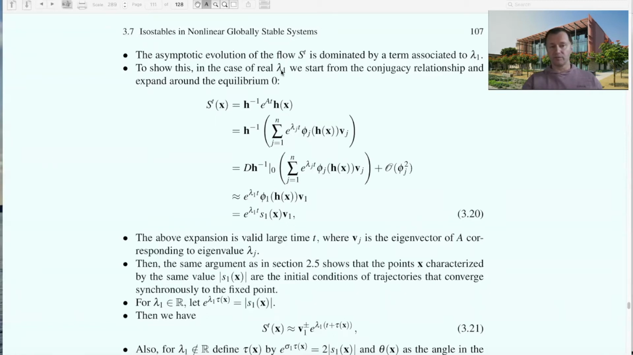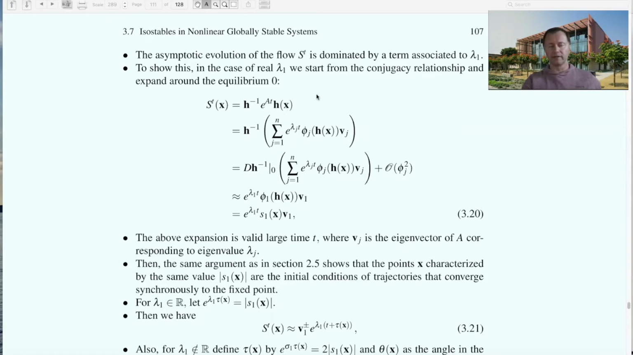So let's do this formally. If we have real lambda 1, let's start from the conjugacy relationship. We expand around the equilibrium 0. So the conjugacy relationship says h S_t is e^{At} h. So we take h on the other side. That's h inverse e^{At} h. And so now we can replace this part here with a spectral expansion, right? This part here is driven by linear evolution.